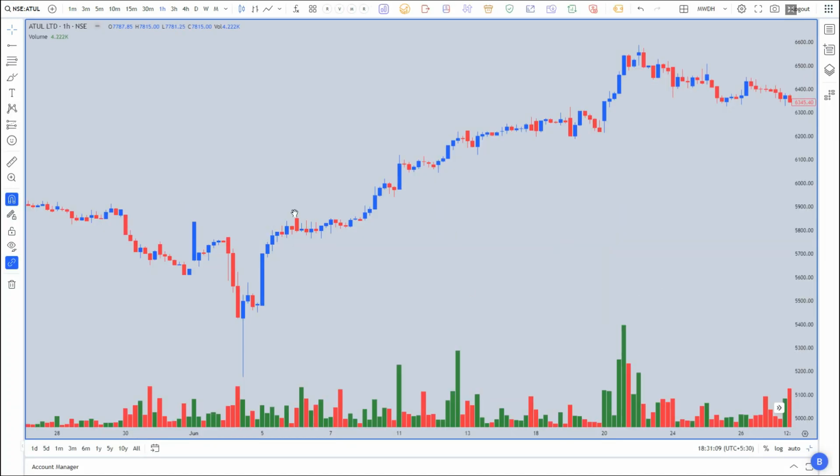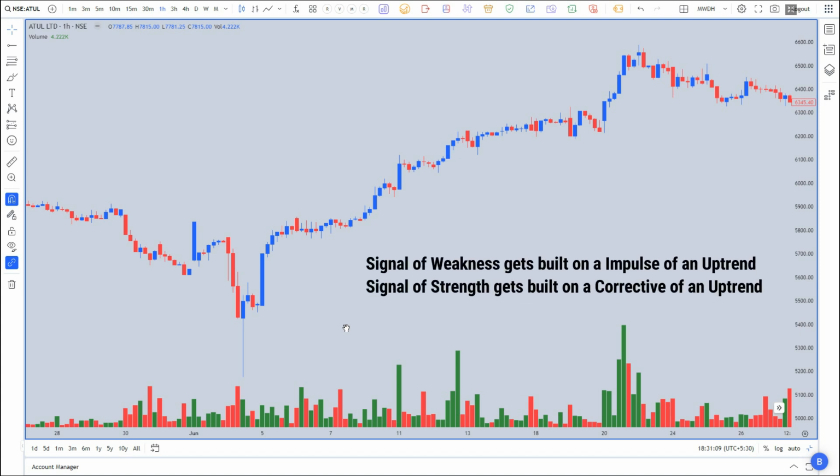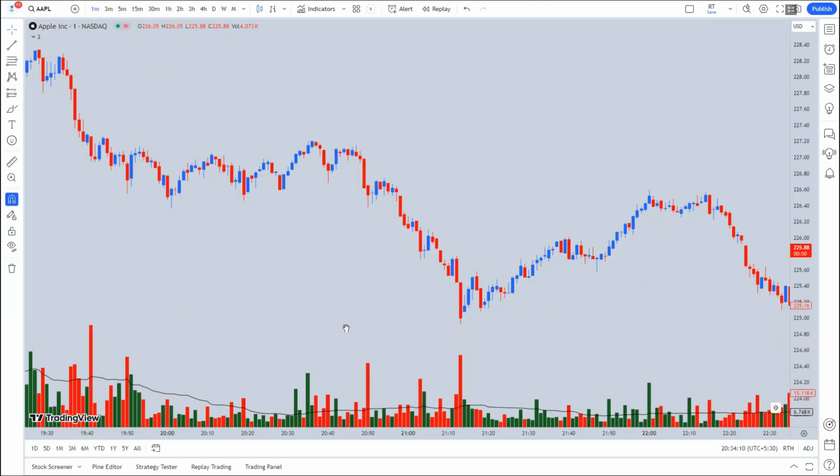When an uptrend is creating a momentum, you have to first recognize market structure, and with that you have to apply the signal of weakness and strength. Whereas in an uptrend, weakness gets built on an impulse and strength gets built on a corrective actually. Okay, so it's just the same principle, nothing much.